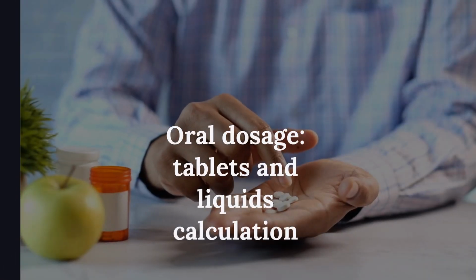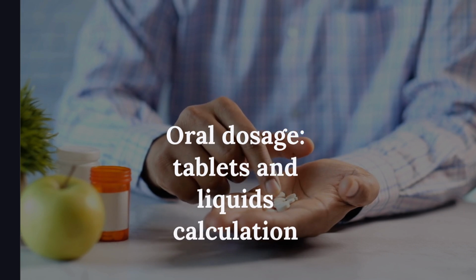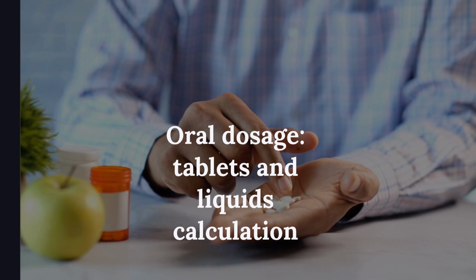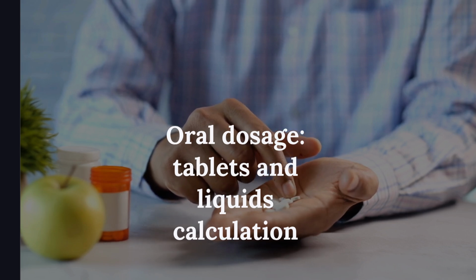Oral dosages are often in tablets or liquids. To find the number of tablets, divide the prescribed dose by dose per tablet. For liquids, calculate volume required using concentration. For example, a prescribed dose of 500 milligrams with tablet strength of 250 milligrams requires 2 tablets. Liquid calculations follow a similar principle.